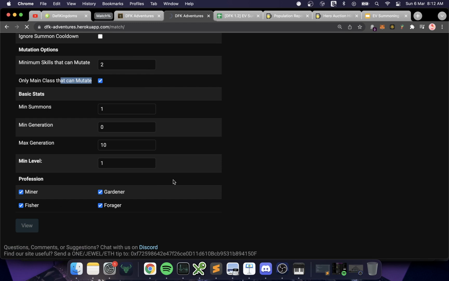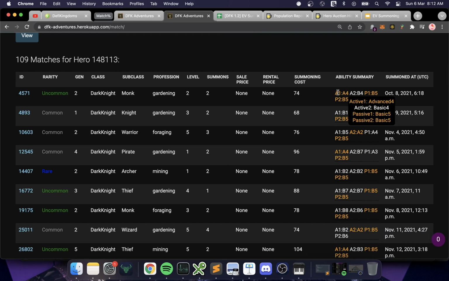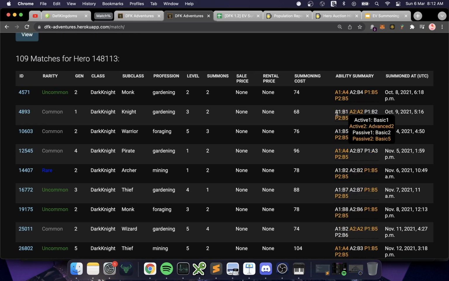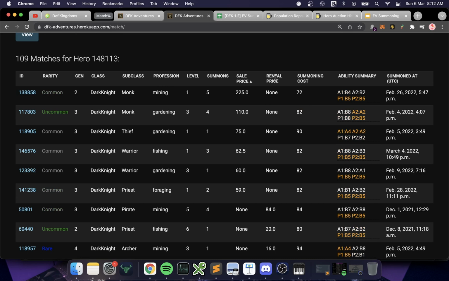But then if I press view, hopefully it starts to also look at my advanced abilities, but I can quickly see that. Alright, so the thing you need to focus on is the first two, the A, because that's advanced. So if the first two are in orange, then you have a very, very good matching partner. Usually that's not the case, and then you can sort them on sale price or rental price.